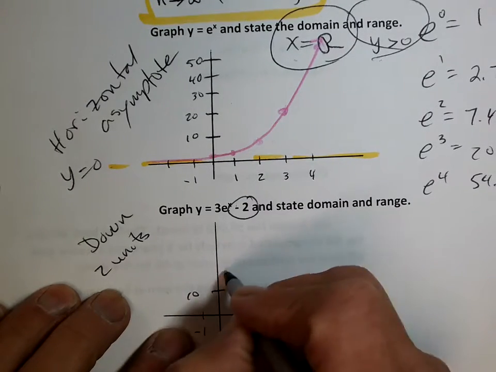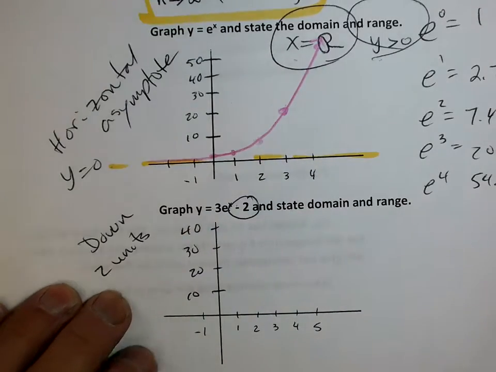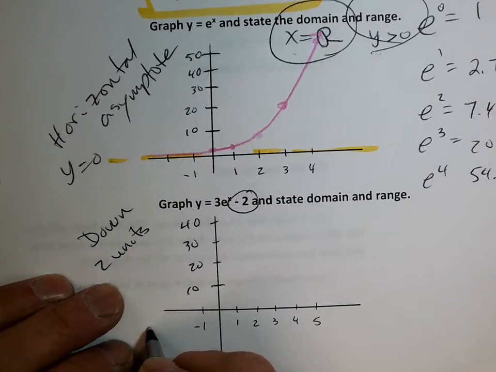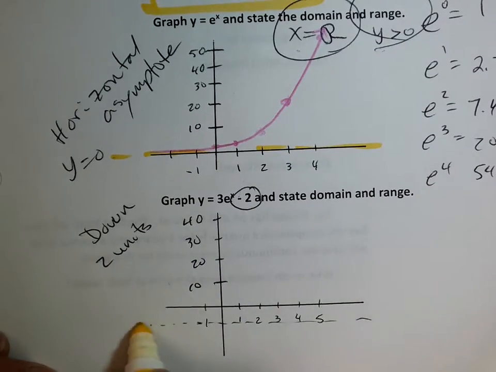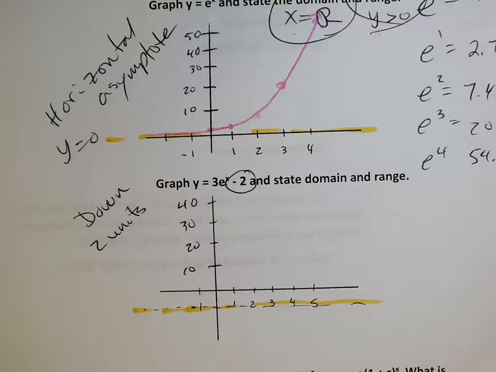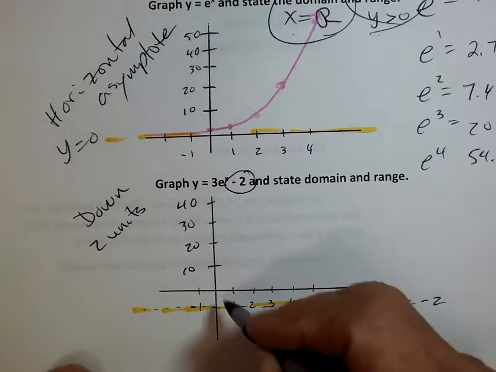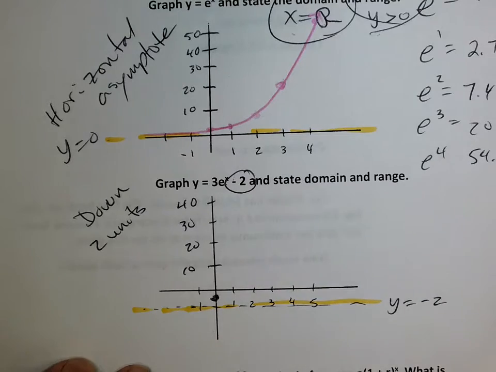So I've got my 10, my 20, my 30, my 40. And let's take this whole entire graph down 2. So I'm going to put a horizontal asymptote down here at -2. Okay, so I'm just going to bring my graph down 2, okay? So my horizontal asymptote now is at y equals -2. It's going to go through at -1, and it's going to be just steeper.